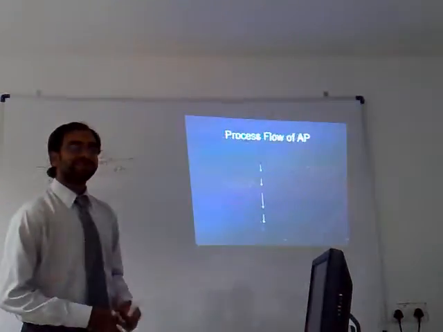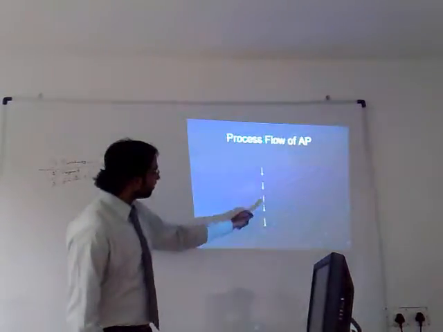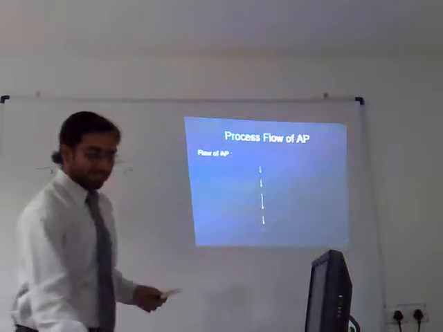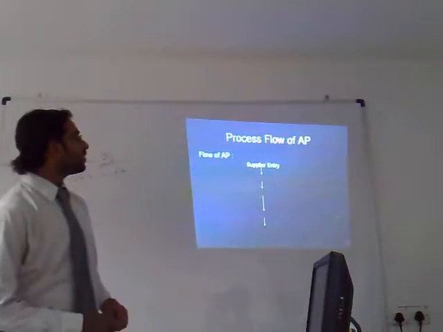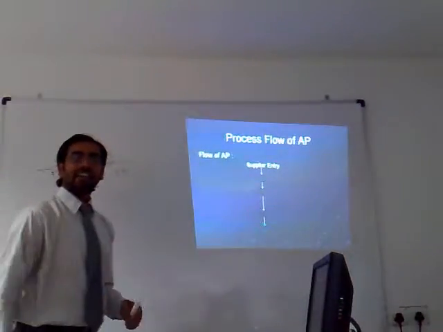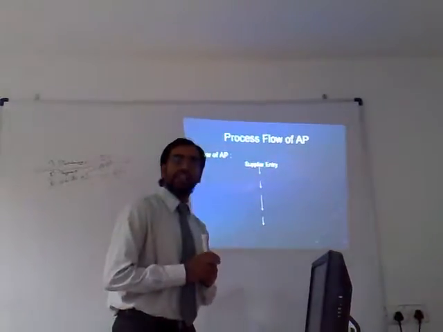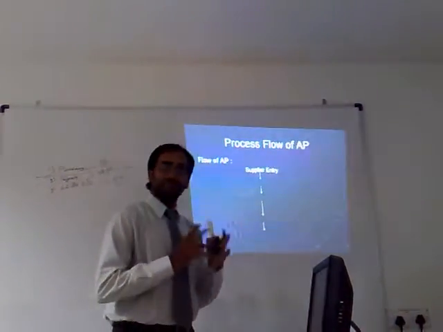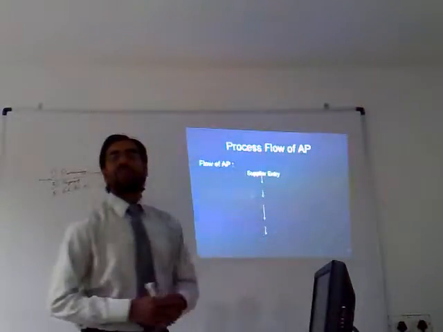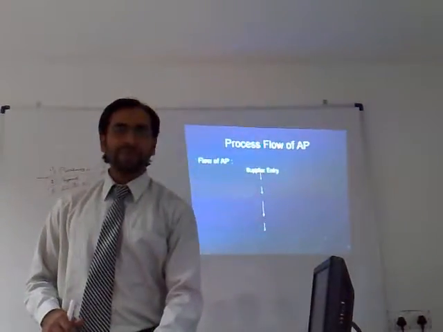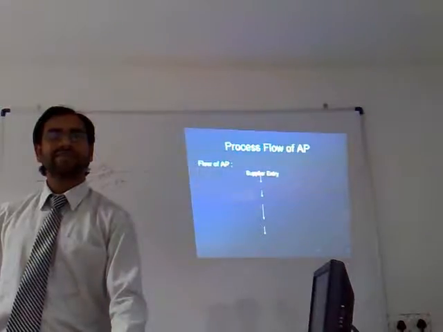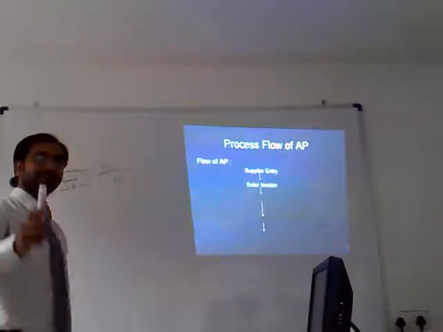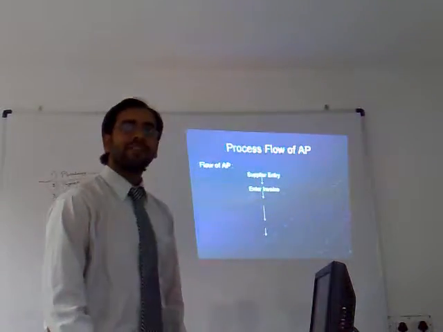Process flow in AP. Let's see what the flow is. The process starts, as I said, with the supplier needing to be in our tables. Without a supplier, we won't be able to pay him. So we will enter the supplier into our tables. What may be the next step? Invoice. Yeah, that's right. Entering an invoice.